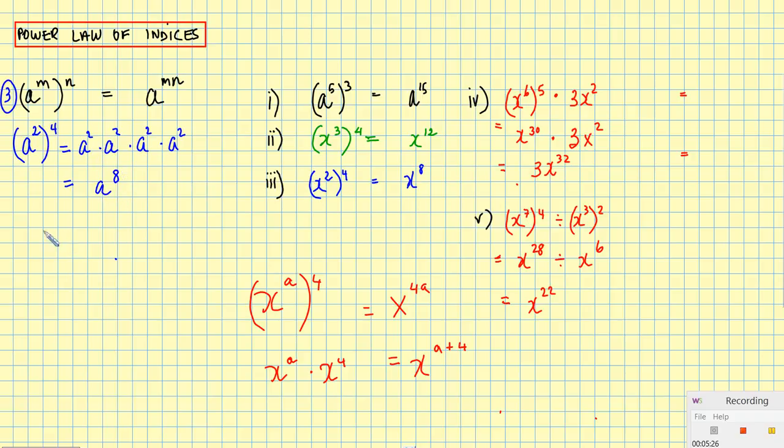Now, it's easy to expand it this way when you are using smaller numbers. But if I had a to the power of 2 30 times, I'm certainly not going to write out a squared 30 times to then add them up together. So what I do is 2 times 30, which is a to the power of 60.